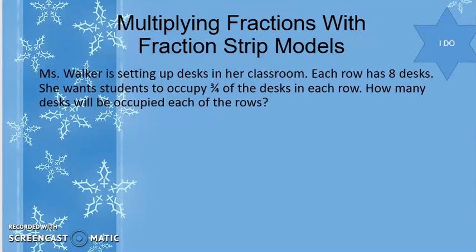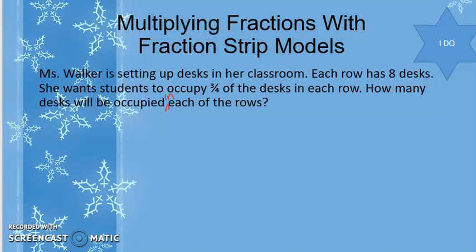So for our I do, Miss Walker is setting up desks in her classroom. Each row has 8 desks. She wants students to occupy, that means sit, in 3/4 of the desks in each row. How many desks will be occupied in each of the rows?